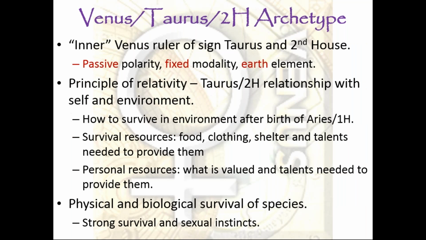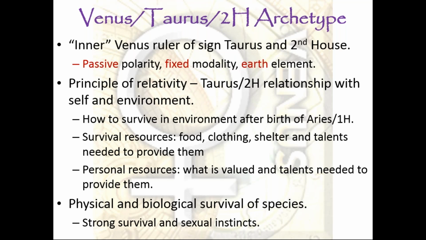So let's start with the inner side of Venus and its rulership of Taurus in the 2nd house as an archetype. One of the things that we will find with both Taurus and Libra is that Venus rules the principle of relativity. And this means relationships. In the Taurus 2nd house sign, it means a relationship with ourself and our environment. It's how we survive in the environment.